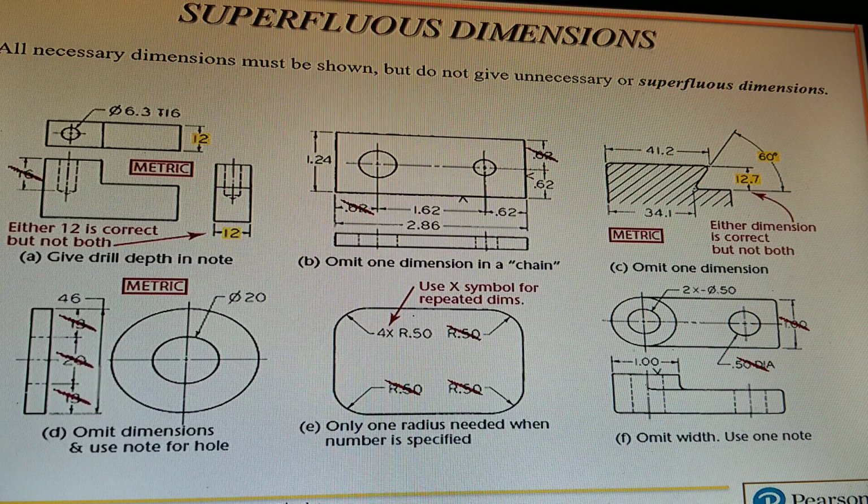Okay. And C, on the right hand side, you have 12.7 and 60 degrees. You either put 12.7 or put 60 degrees, whichever. I'd take out the 12.7 myself. You don't need both. Okay. I'm going to stop there for a minute. We're running a little bit long on this segment.